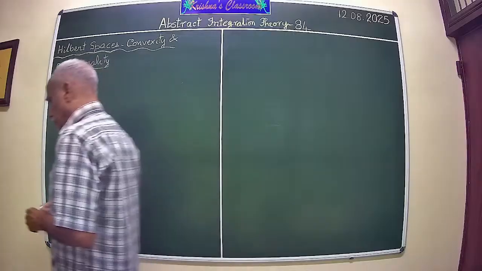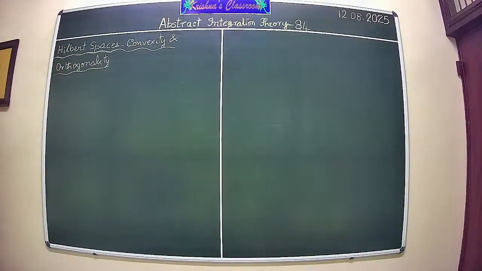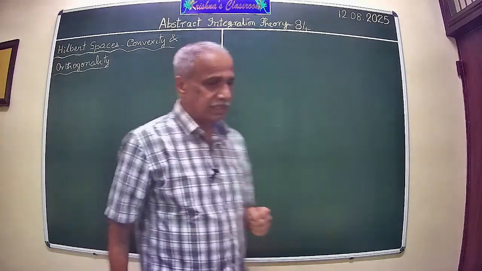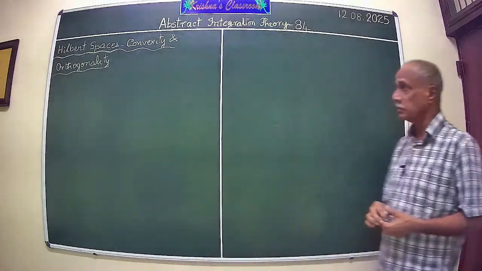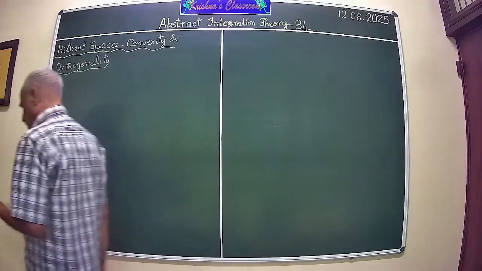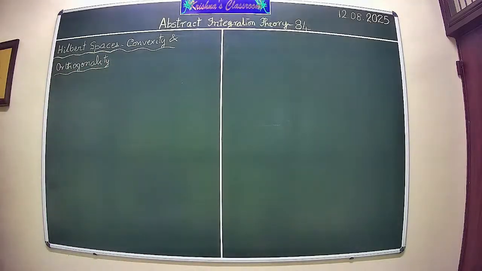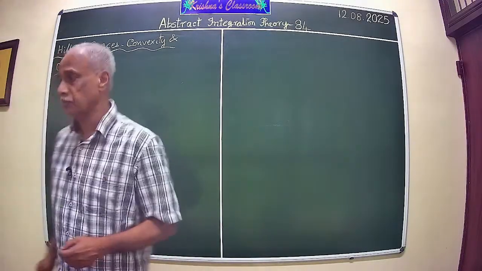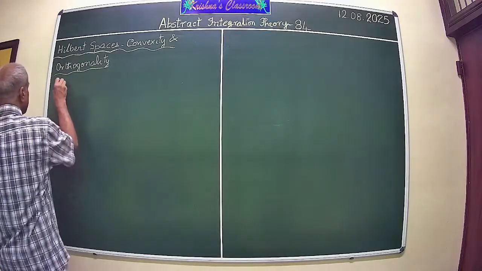In this lecture, we consider two concepts, namely convexity and orthogonality in the Hilbert spaces. So, as usual, we take H as a Hilbert space over C.